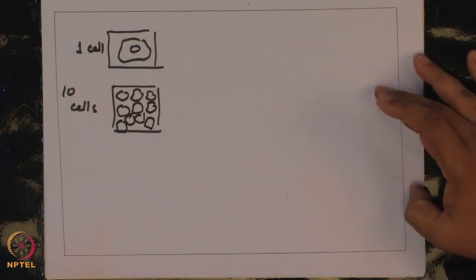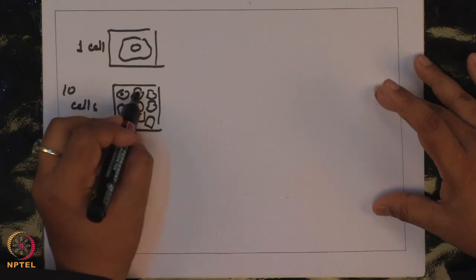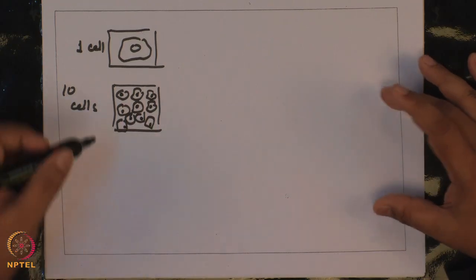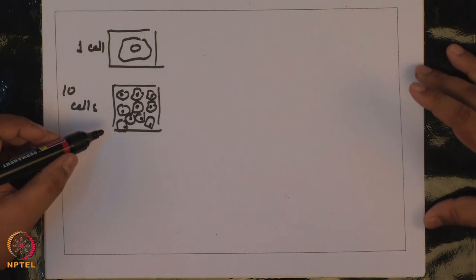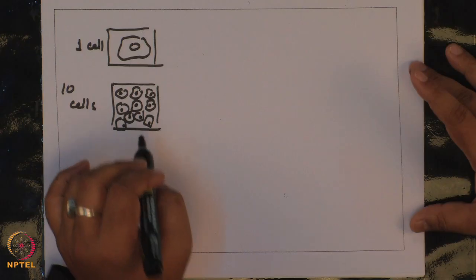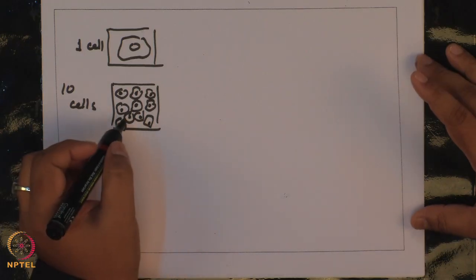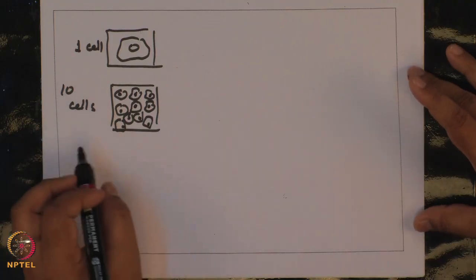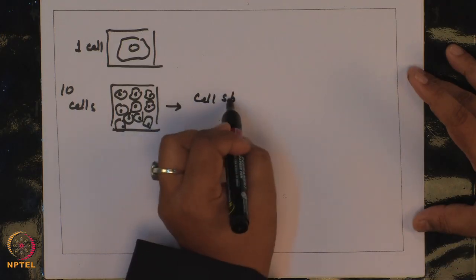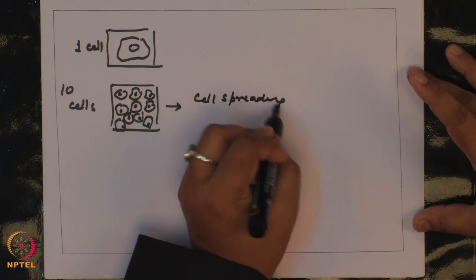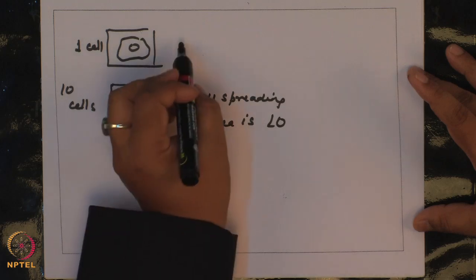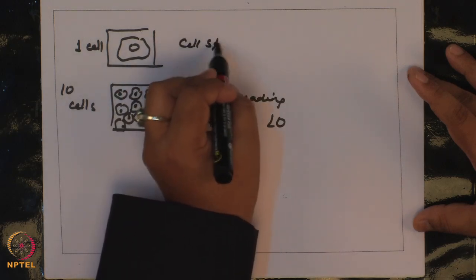Okay. So, what you see is that one of the indirect consequences of plating cells at a high density would mean that the allowable area for a single cell to spread is a lot less. So first of all, your cell spreading area is low here, and here cell spreading area is high.